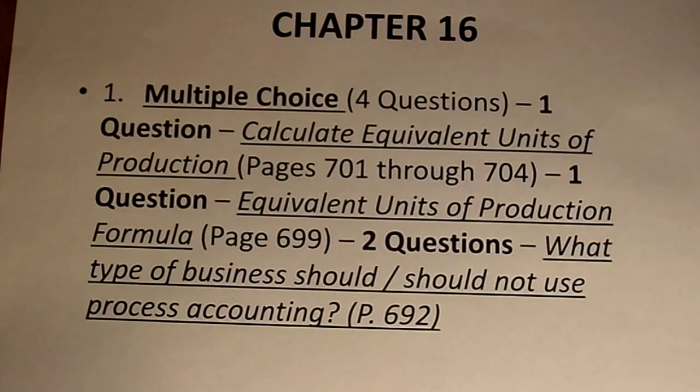In chapter 16, there are 4 questions. 1, calculate equivalent units of production. 1, the equivalent units of production formula. 2 questions, which type of business should use process accounting, and which type should not.